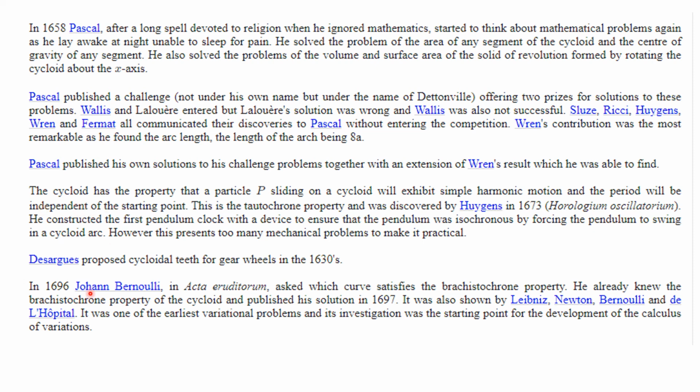And so it just goes kind of on, and it even includes the Bernoullis, who ask what curve satisfies the brachistochrone property. Now, this is a property saying that, gee, if you want to have a shape of a curve that something will roll down fastest from point A to point B due to gravity, he wanted to know what would the curve be. Now, he already knew that this is related to the cycloid, and it was also shown by Leibniz, Newton, Bernoulli, and L'Hopital.